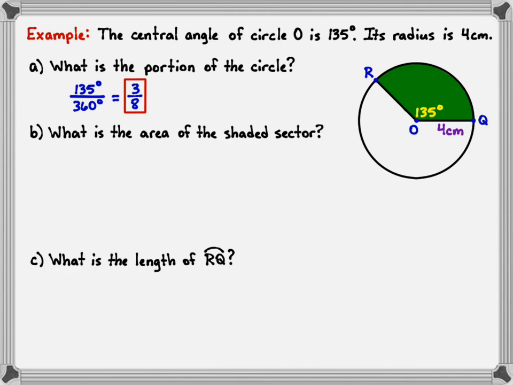But I do know how to find the area of the whole circle. So you see the word area? Well, let's find the area of the whole circle. What's the area of a circle? The area is pi r squared. So since the radius is 4, we plug that in, we end up with 16 pi. So that's the area of the whole thing. Now, how much of the circle do I have? I have 3/8 of this.